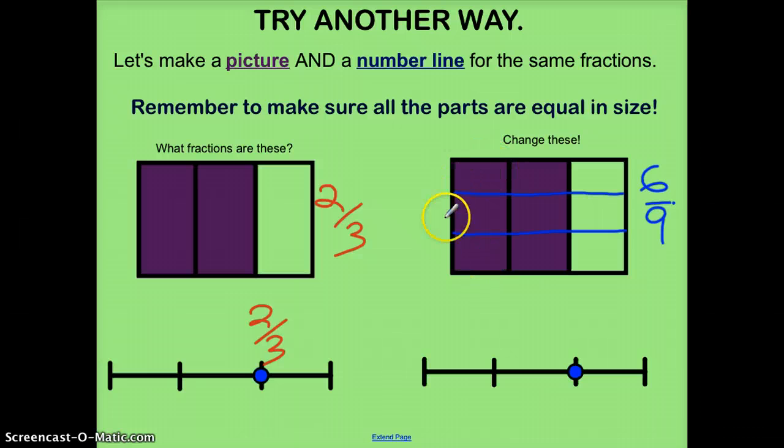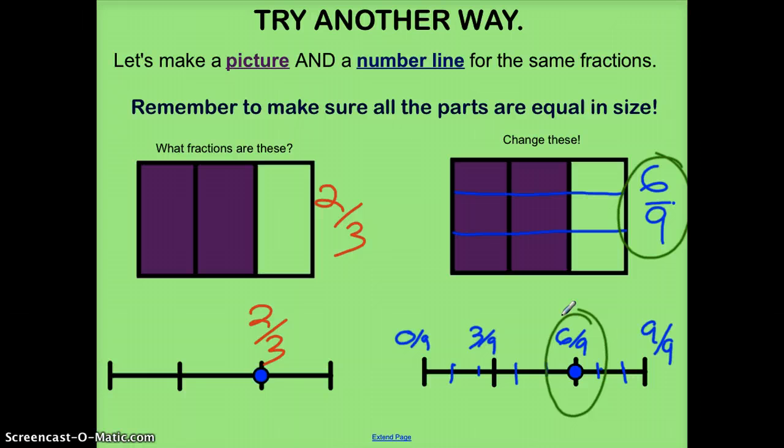Each one part got split into 3. So each section on my number line should be split into 3. 1, 2, 3. 1, 2, 3. 1, 2, 3. So I've got 1, 2, 3, 4, 5, 6, 7, 8, 9. This should be 0/9, 1, 2, 3/9, 4, 5, 6/9, 7, 8, 9. I always want to end on a whole. So just paying attention here that I have 6/9 shaded on my picture, and 6/9 is the point on my number line. Those are equivalent fractions.